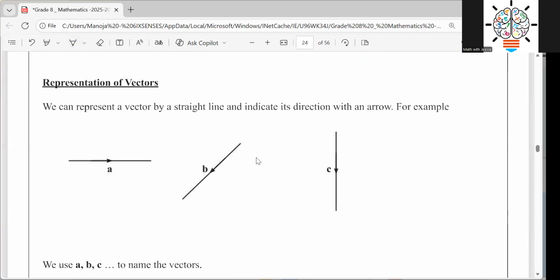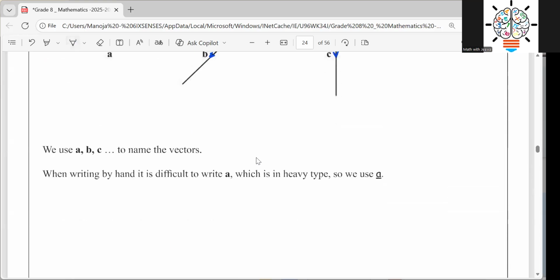So then we'll see how we can represent the vectors, right? Here you have this direction that you are moving and this direction. Now you can see the arrow shows the direction. Either you are going horizontally to the right side, or you have a slant movement, or vertical movement down. So it can be anything. And you just write A, B, C to name the vectors. That is how you represent the vectors, right?